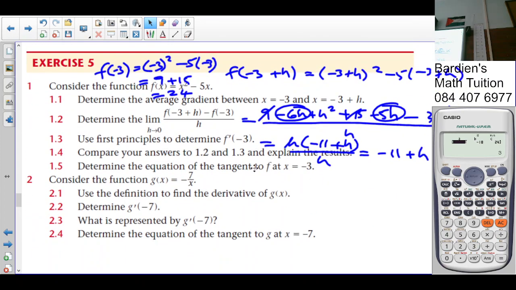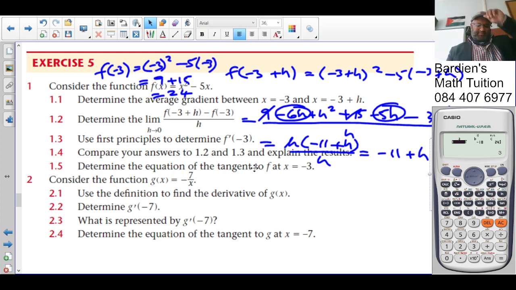This is exercise 5 on page 153. Exercise 5 on page 153.